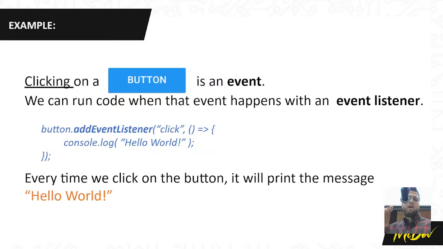Just to reiterate, when we click on a button, the action of clicking is an event, and so we can run code when that event happens with an event listener. So we have a code example, writing an event listener to a button, and every time we click on the button, it will print the message "Hello World" in this example because we have our console on.